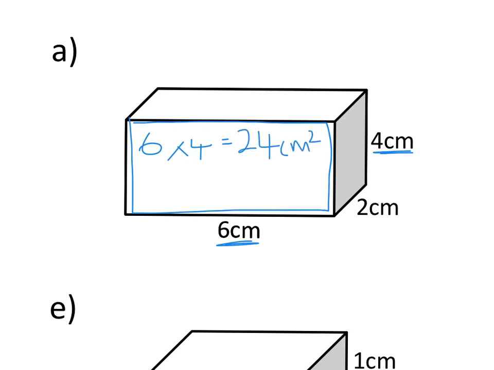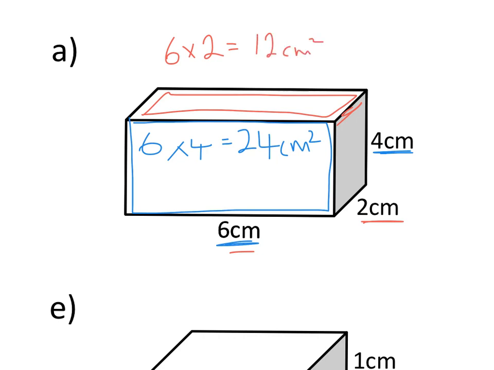Okay. Then I'm going to do the area of the one on top. That again is 6 centimetres wide by 2 centimetres this time, because that length there is 2. So it's 6 times 2, which is 12 centimetres squared. Then I'll do the area of the green side, which is 4 by 2. So 4 times 2 is 8 centimetres squared.